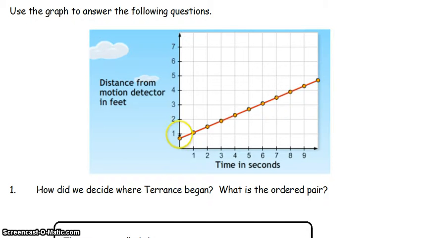What we looked at always was where this first point was on the left. Here we see that it is just before you get to 1 foot. So we would have said that he started less than 1 foot from the motion detector.